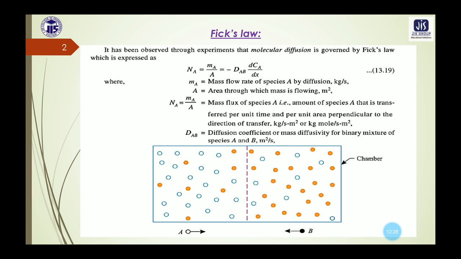The representation of Fick's law is N_A equals M_A by A, which is equal to minus D_AB into dC_A by dx. So what are these notations? This M_A is the mass flow rate of species A by diffusion, which is kg per second. Then capital A is the area through which the mass is flowing, so the unit will be m square.